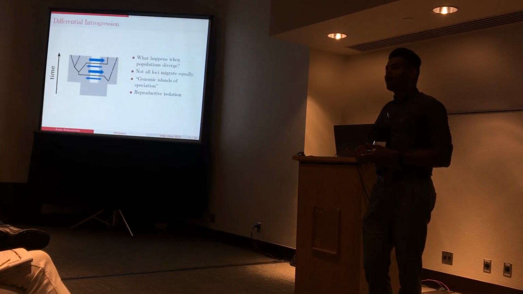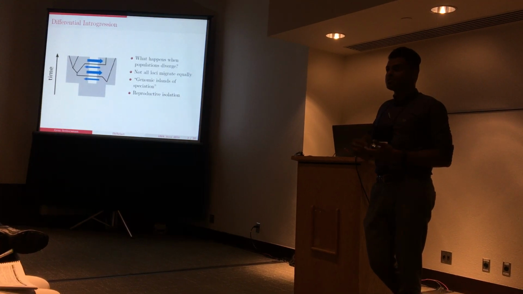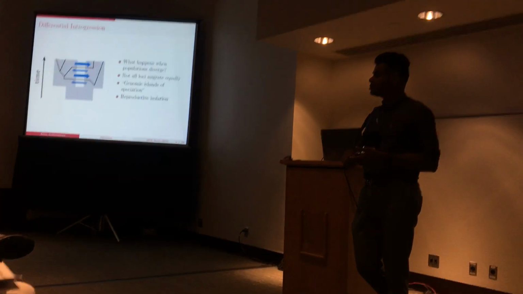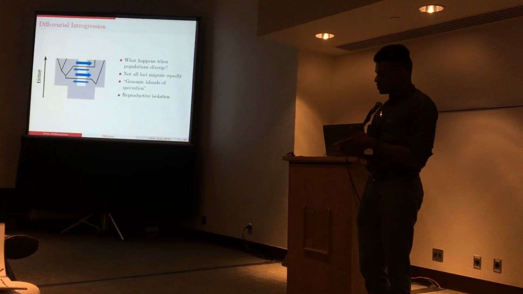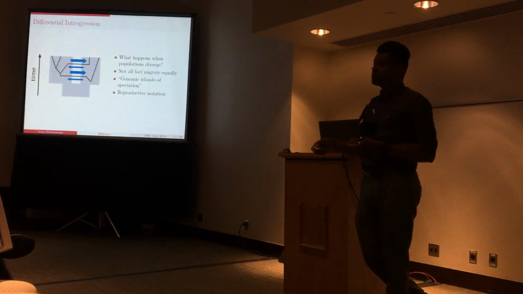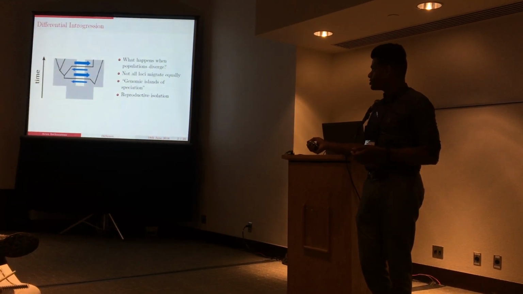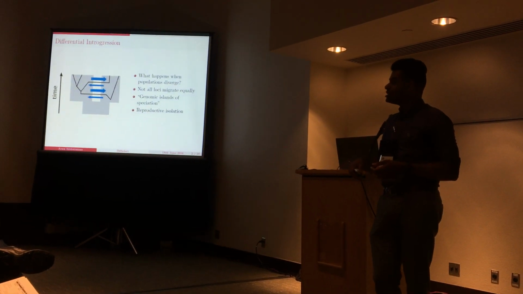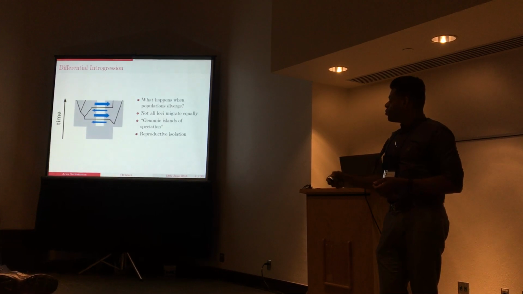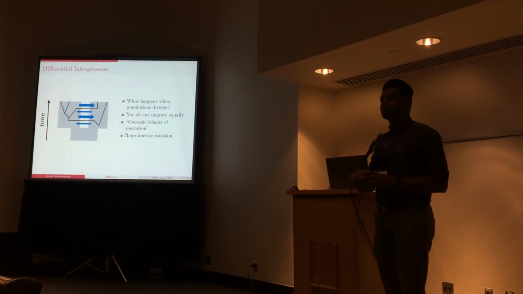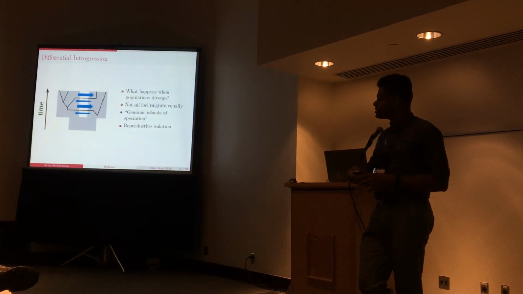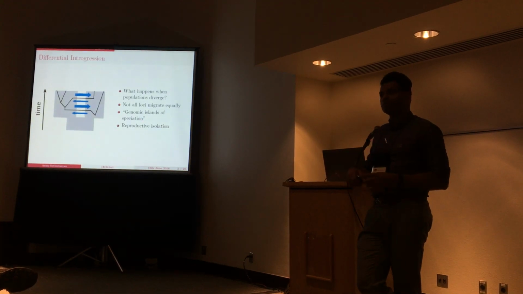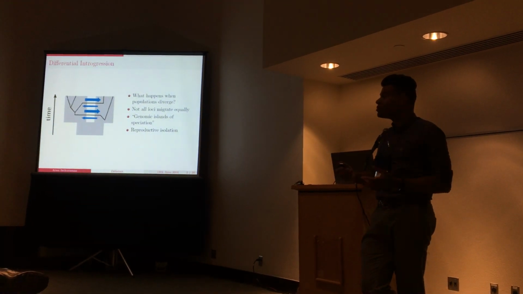When we think about what happens when populations diverge and start to exchange, or continue to exchange, genes over evolutionary time, think about a traditional isolation with migration model. We've got an ancestral population which splits off into two daughter populations, and they continue to exchange genes over evolutionary time. What we've come to know through theoretical studies as well as empirical studies is that not all loci migrate equally. I know that sounds horrible, but it's true.